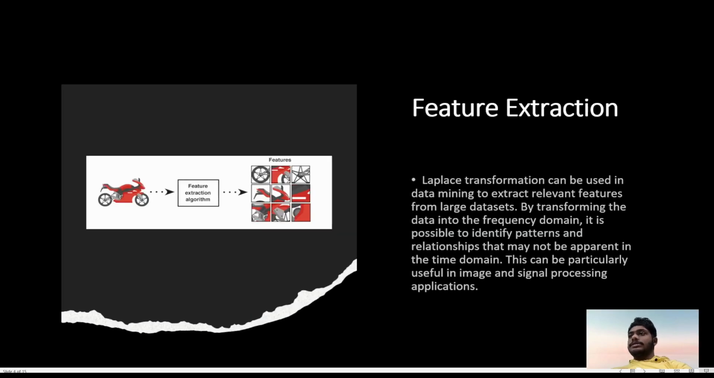Let's take the first application of this in CS. Feature extraction. Laplace transformation can be used in data mining to extract relevant features from large data sets. By transforming the data into the frequency domain, it is possible to identify patterns and relationships that may not be apparent in the time domain. This can be particularly useful in image and signal processing applications.